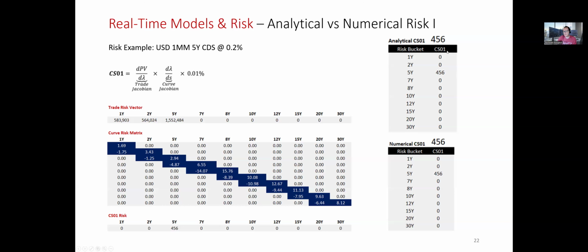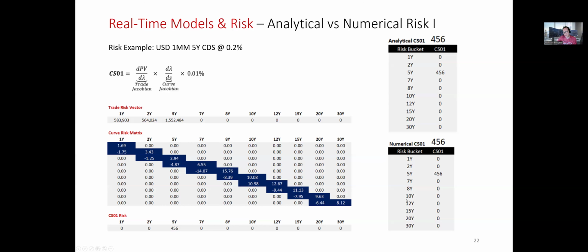Now, when I calculate it analytically, I get 456 as the CSO1. And when I do the same calculation numerically, I get exactly the same number, which is very good. And numerical risk just means what if I modify the market data directly and reprice many times? So I bump each of the buckets by 1 basis point, reprice many times. That's numerical risk. It's a bumping approach. I get exactly the same numbers from this Jacobian approach as I would from numerical risk. The difference being that the analytical risk is real time, numerical risk is exceptionally slow, and you'd have to reprice every instrument in your portfolio many times.